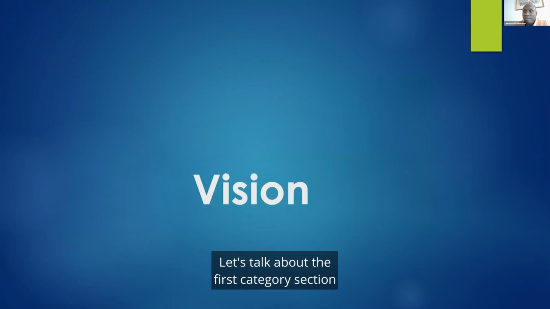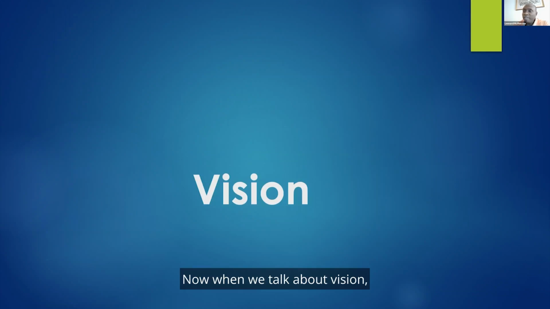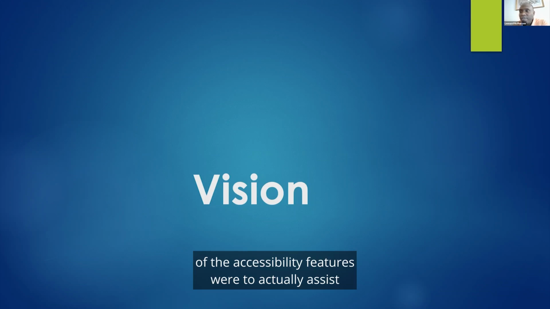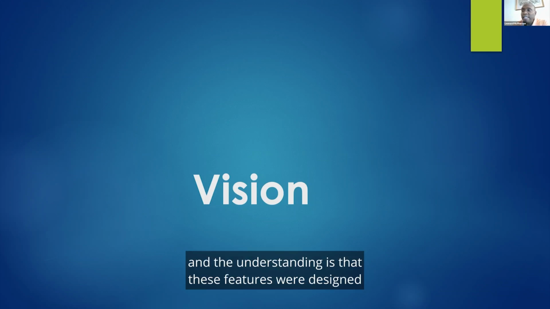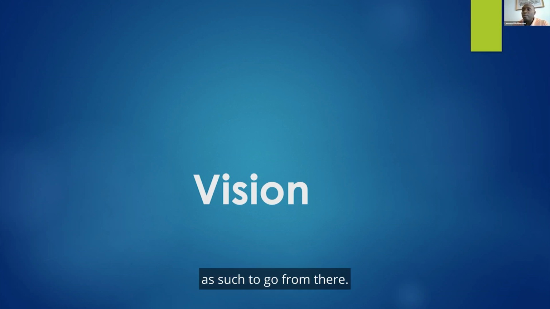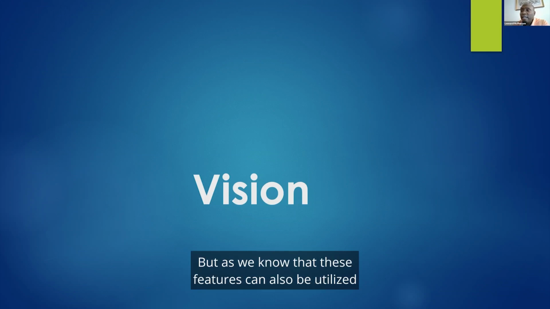Let's talk about the first category section, which is vision. Now, when we talk about vision, we know that the original intent of the accessibility features was to assist those who may have visual impairments. And so the understanding is that these features were designed as such. But we know that these features can also be utilized by others, going beyond their original intent as far as vision impairment is concerned.